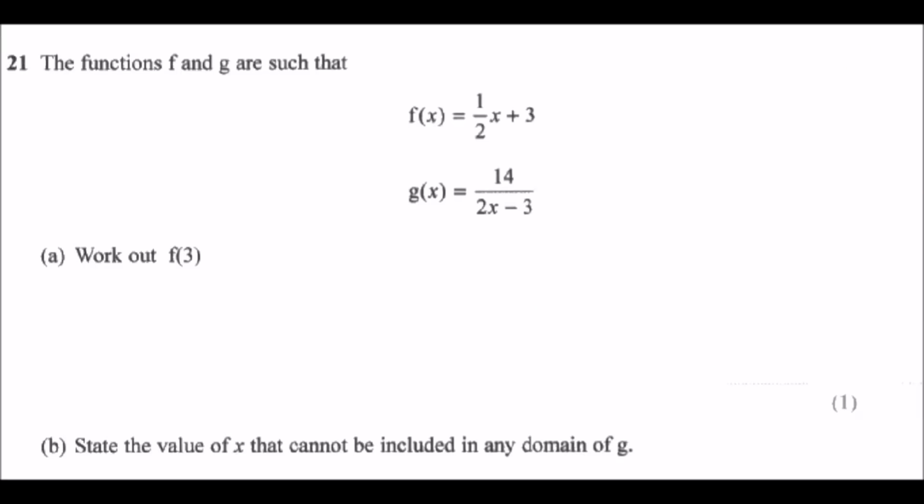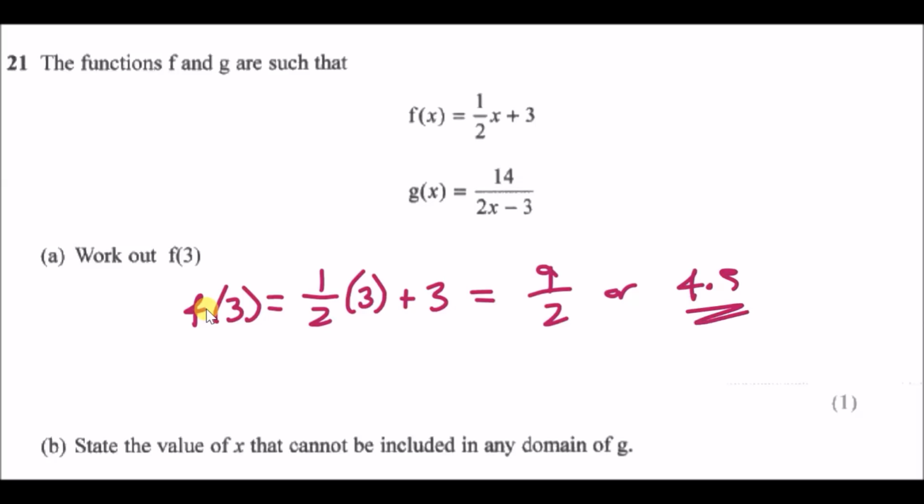Alright, number 21. So the functions f and g are such that f(x) equals this and g(x) equals a fraction. Work out f at the point 3. So you literally just replace the x value of f with 3. So you're going to get f(3) equal to half times, instead of x, 3 plus 3. And putting in your calculator, you should get 9 over 2 or 4.5.